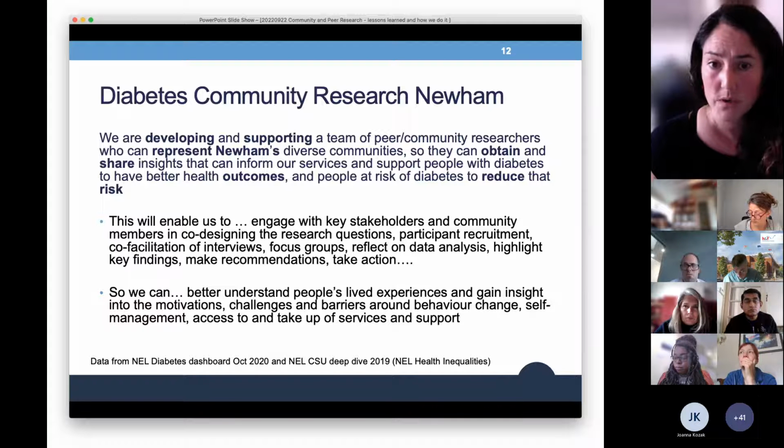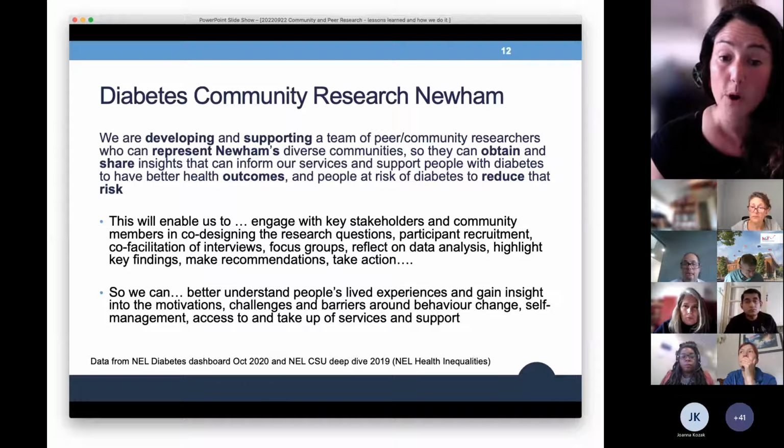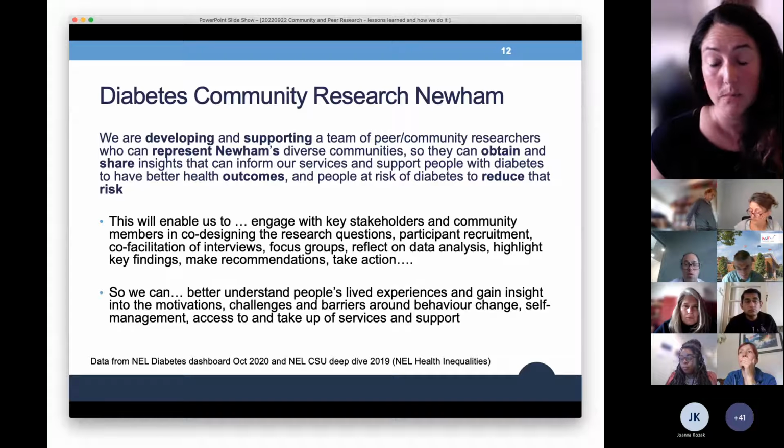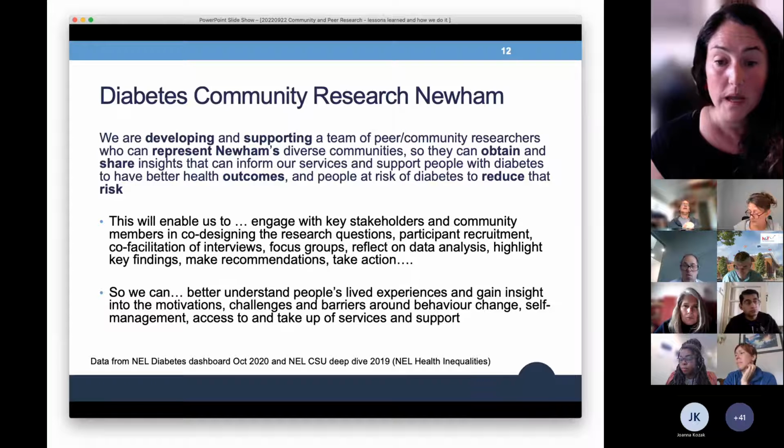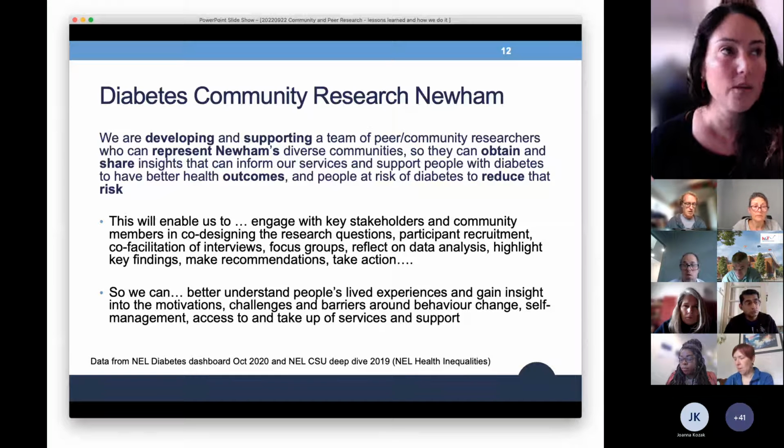Participant recruitment, which is deciding who you're going to involve or reach out to, can again be done collaboratively. It might be Newham Public Health saying, let's ask these people. It might be one of our community researchers saying, I know a group here that we could go and speak to. So it's about doing that together.